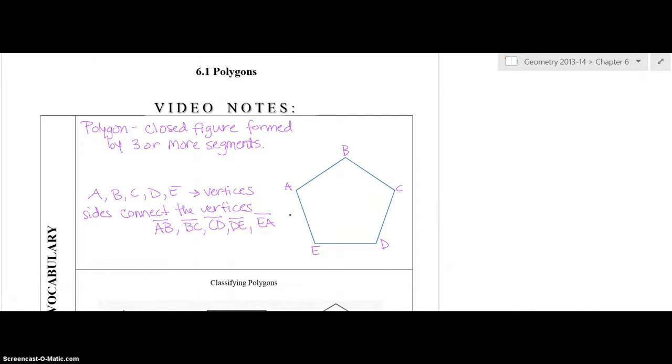Okay, so we have a polygon. It's closed because all the sides connect. It has 3 or more sides, and those sides are all segments, so there are no curves. A, B, C, D, and E are the vertices. The sides are segments AB, BC, CD, DE, and EA. So if it has 5 sides, it also has 5 angles. Pause and go ahead and finish writing all that down.